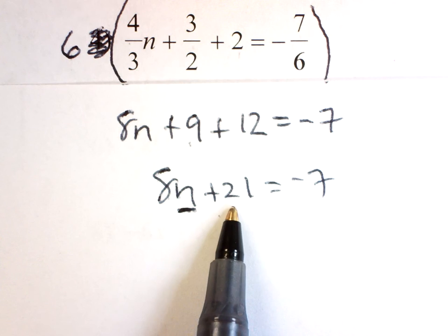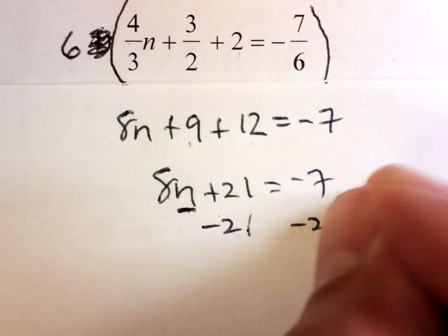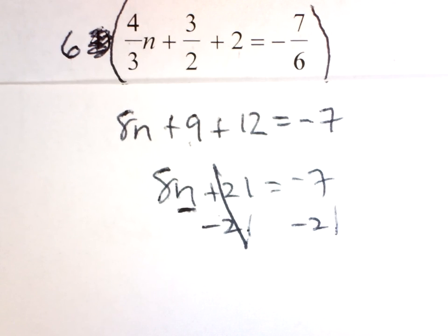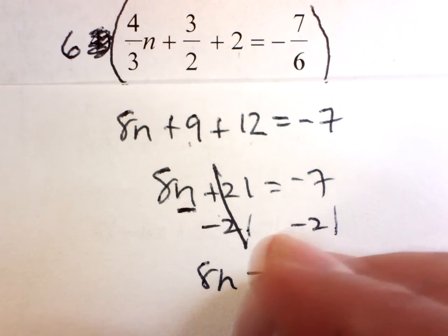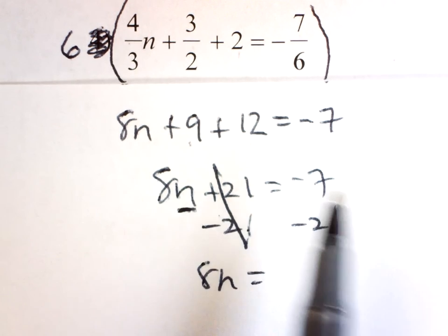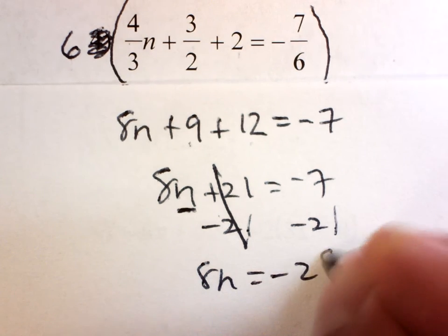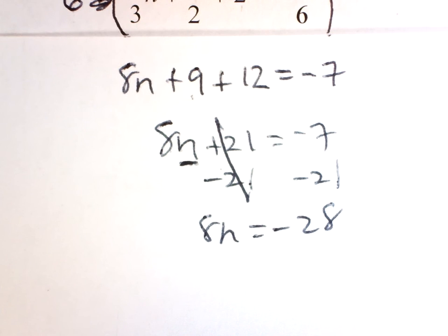I'm going to move the plus 21 first. So minus 21 and minus 21. 21 minus 21 goes away. I bring down the 8 n. On the right hand side, I have negative 7 minus 21, which is negative 28. One more step to get this n by itself.